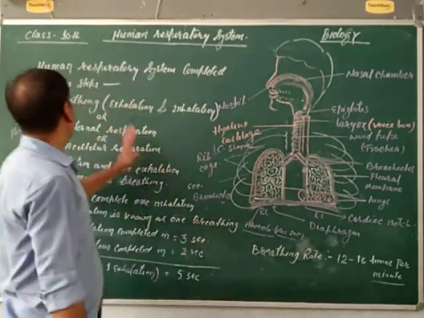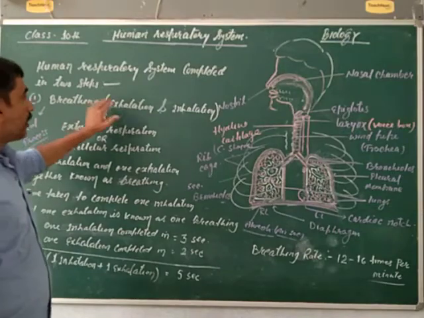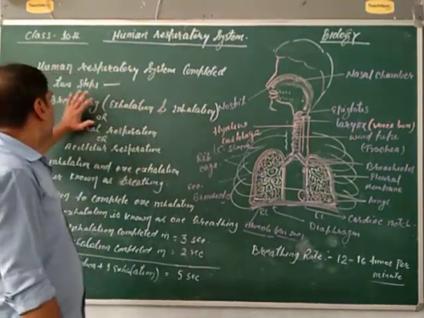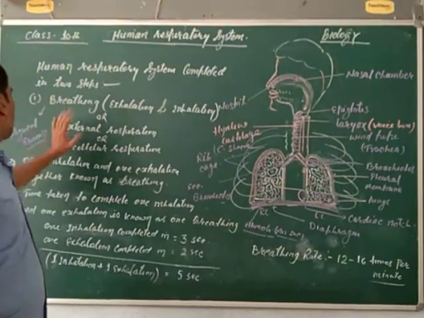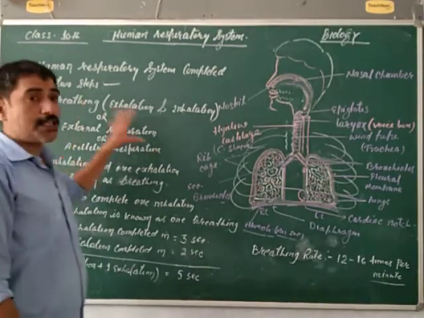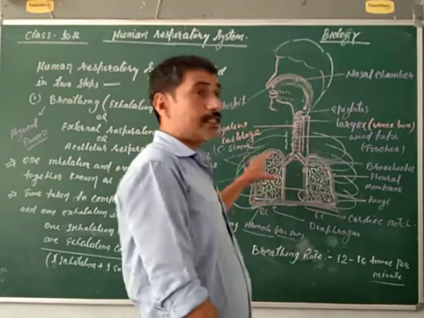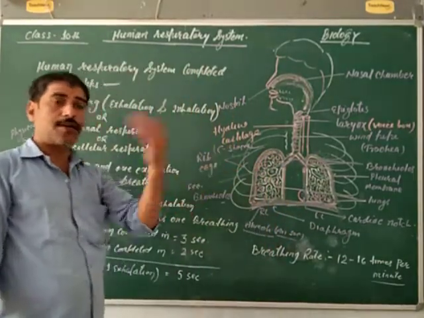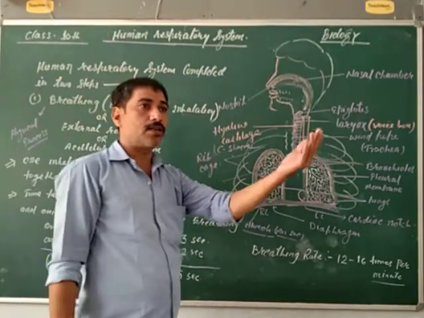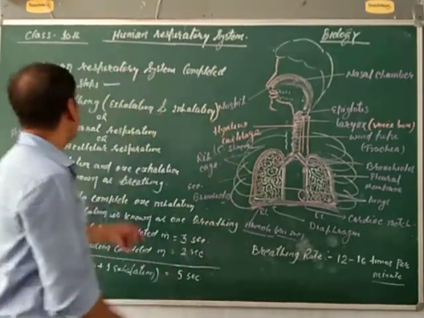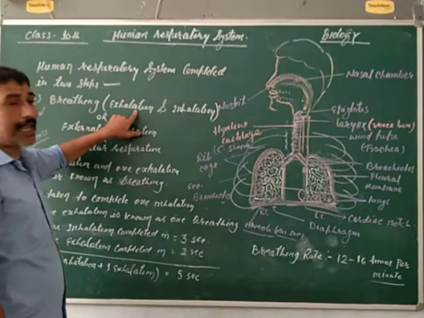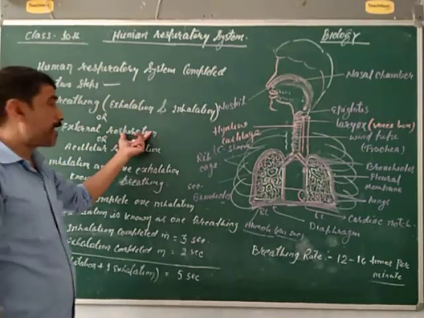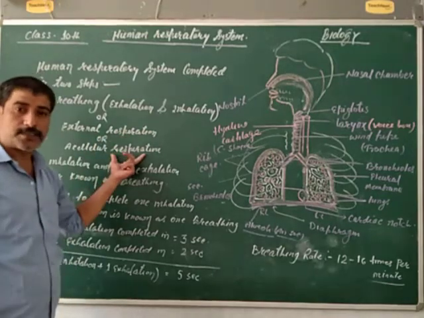First, this is breathing, or exhalation and inhalation. Breathing is a physical process. In this process, only air is exchanged between the surroundings and our body. This is known as breathing, or exhalation and inhalation. This is also known as external respiration or acellular respiration.